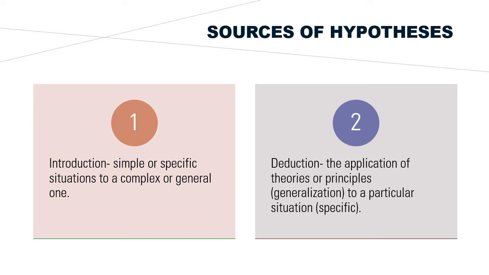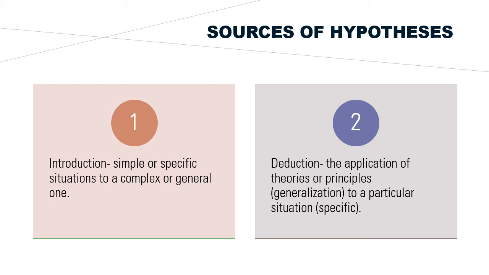So when I say induction, as one source of hypothesis, for example, I've noticed children who drink milk tend to become healthy. This child drinks milk, he becomes healthy. Another child drinks milk, he's healthy. Another child drinks milk, he's healthy. Meaning I could make a hypothesis that the amount of milk taken by the child could be related to the weight of the child. I call that induction.